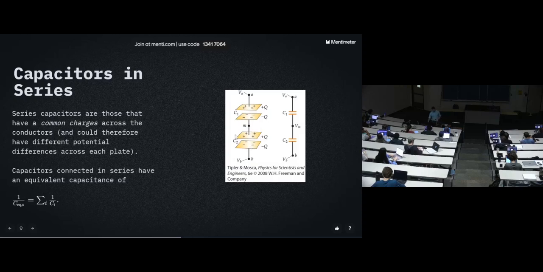If you know that each one of these is a 1 microfarad capacitor, then I have to add 1 over 1 plus 1 over 1. That's 2. But then I have to take the inverse of 2. So I go from 1 microfarad capacitors, if they're both 1 microfarad, to having 1/2 microfarad capacitance.